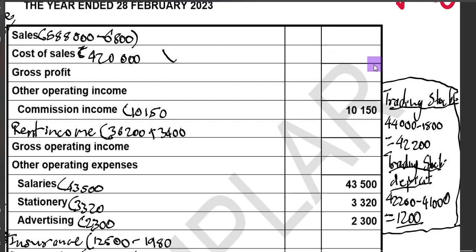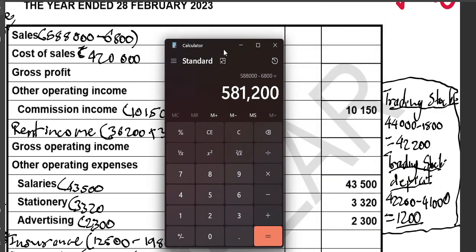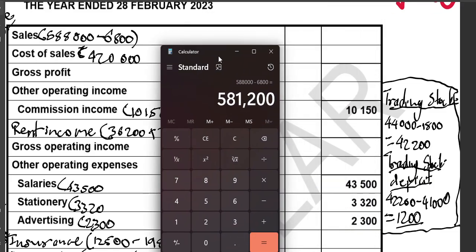I'm just going to erase this line here. I'm going to do calculation lines with a different color so that you can see what's happening as we continue. All right, so let us take our calculator and start working on these things. We are going to start with our sales. Our sales is 588,000 minus 6,800. Now, this is our revenue, ladies and gentlemen. That gives us 581,200.